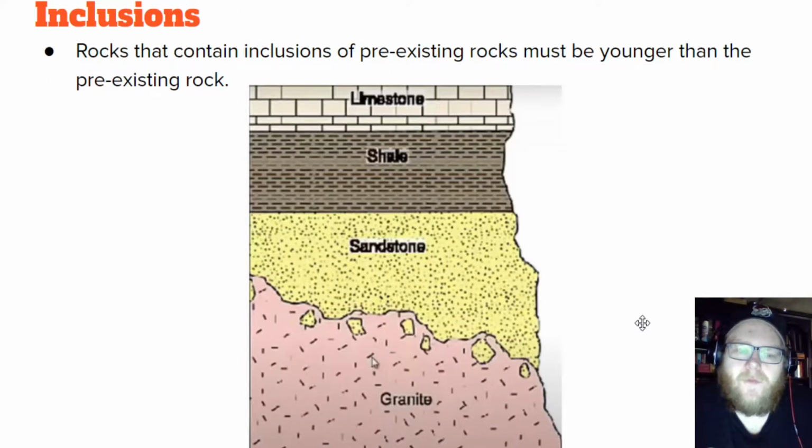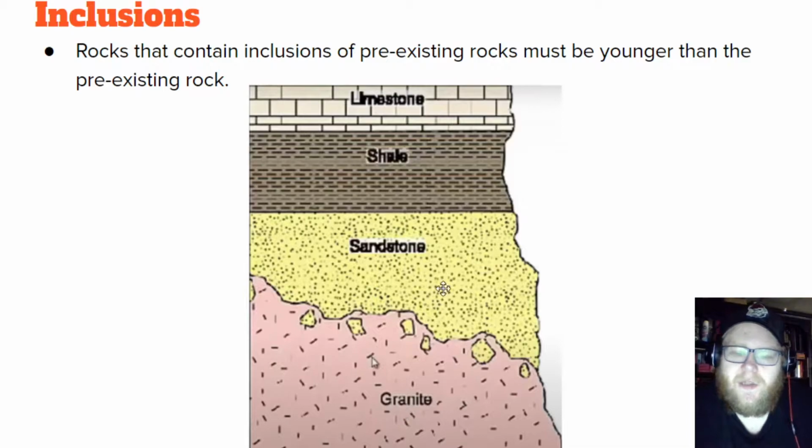Moving on, we have one that is called inclusions, and this one is a little interesting because it's an example where a layer that is at the bottom might not actually be the oldest. And what inclusions are is it means that rocks that contain inclusions of pre-existing rocks must be older than the pre-existing rock. And I have this example here with these limestone, shale, sandstone, and granite layers.